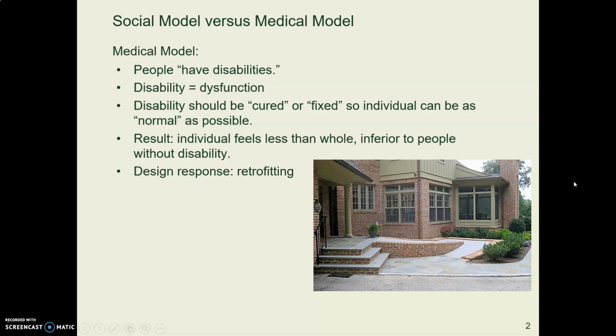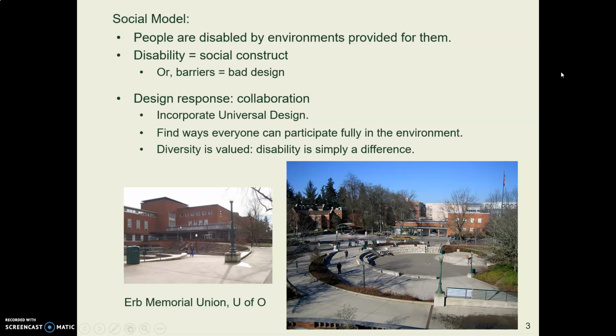That's the medical model. Nowadays, we follow what is known as the social model, and this model of disability says people are disabled not by their physical differences, but by the way we design and build our spaces. They're disabled by the environments we provide. So, in other words, barriers to disability are just a symptom of bad design. And if we did a better job of designing, we wouldn't have these problems. So you now find architects moving in the direction of something called universal design.